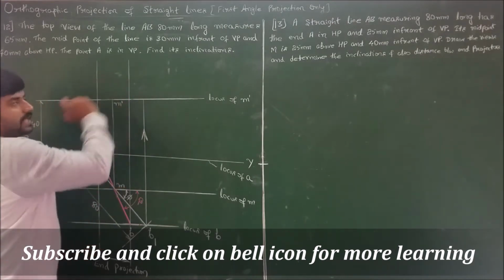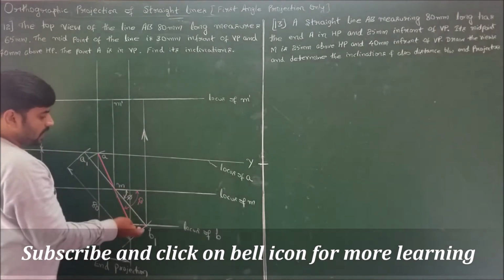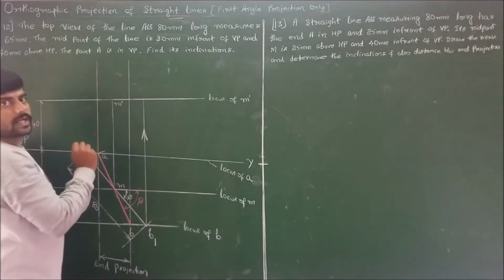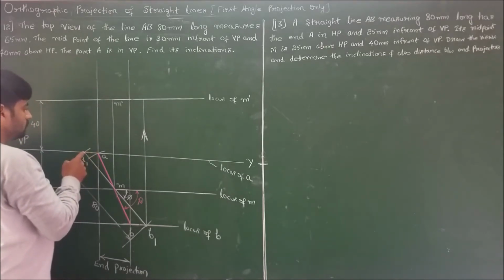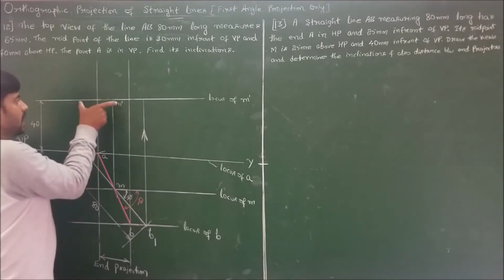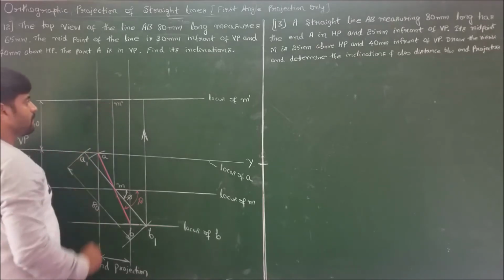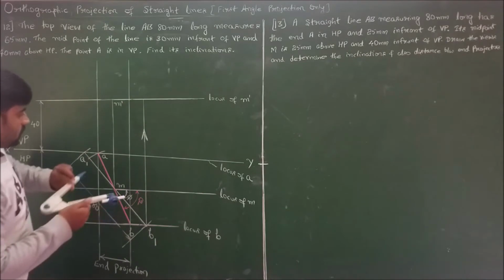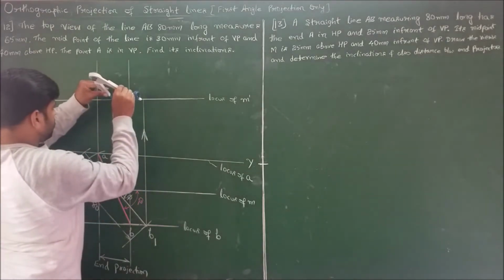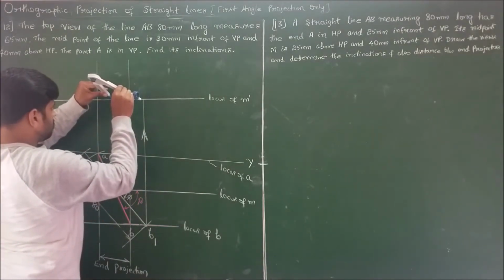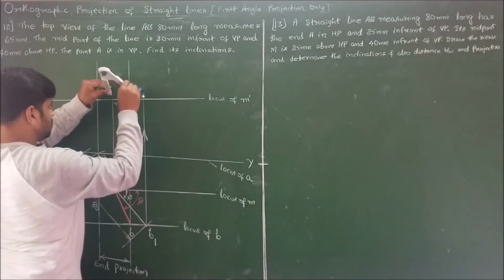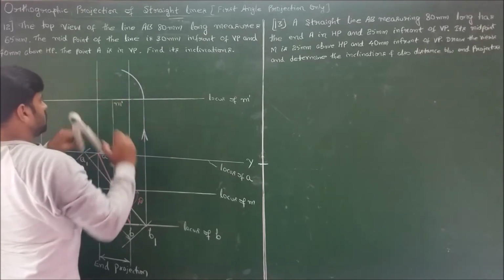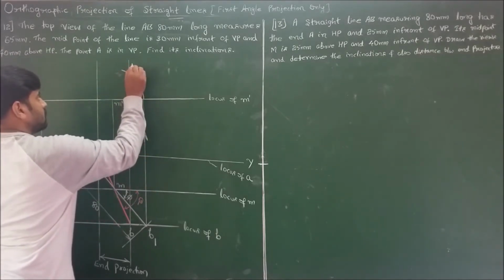Now I should rotate and cut. The same procedure I have followed. I know the true length, just produce and then rotate. So similarly here also, just produce and rotate it back. So that is half in front will come here. So I got the point B dash.